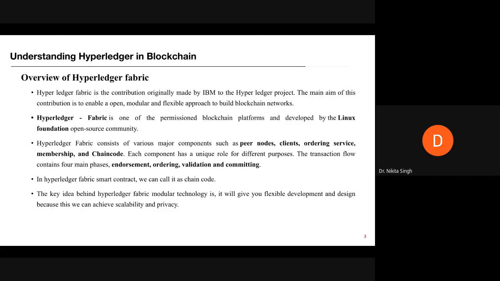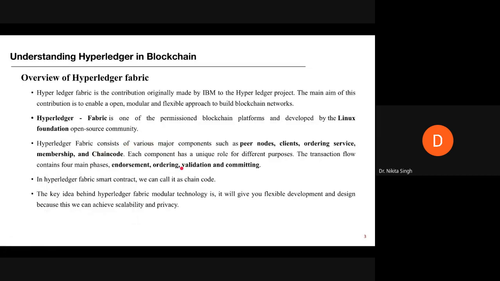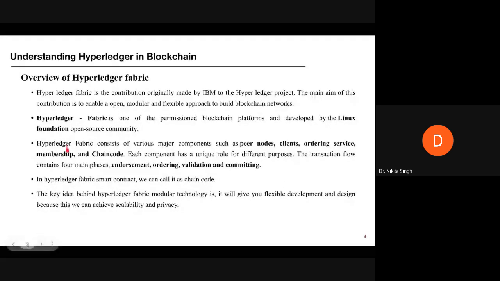Now, this Hyperledger Fabric consists of various components. The various components that are present in the Hyperledger Fabric include: we will have peers, we will have clients, we will have ordering services, we will have something known as the membership service provider, and we will have the chain code. Chain code is nothing but the smart contract.